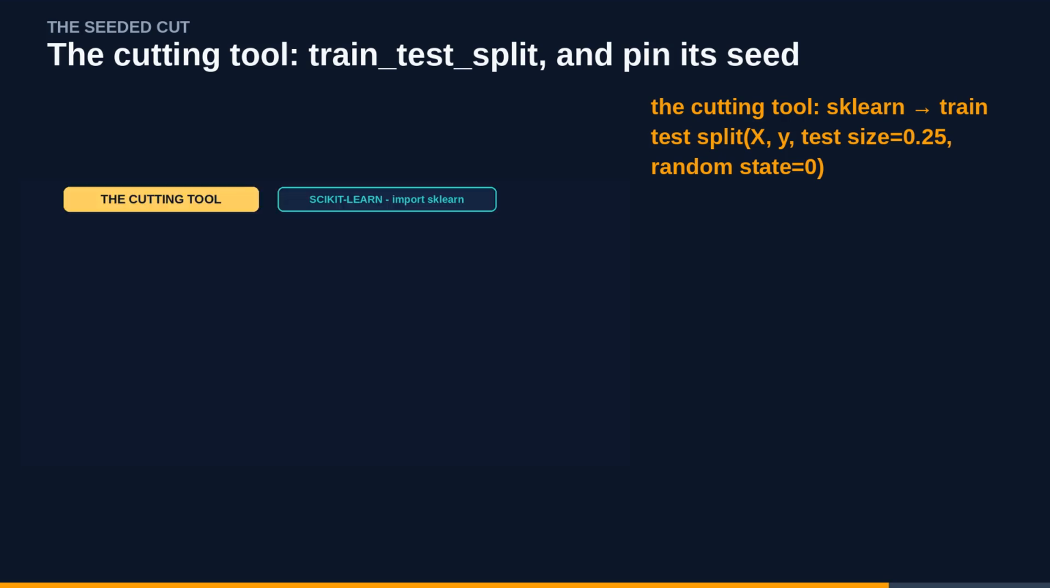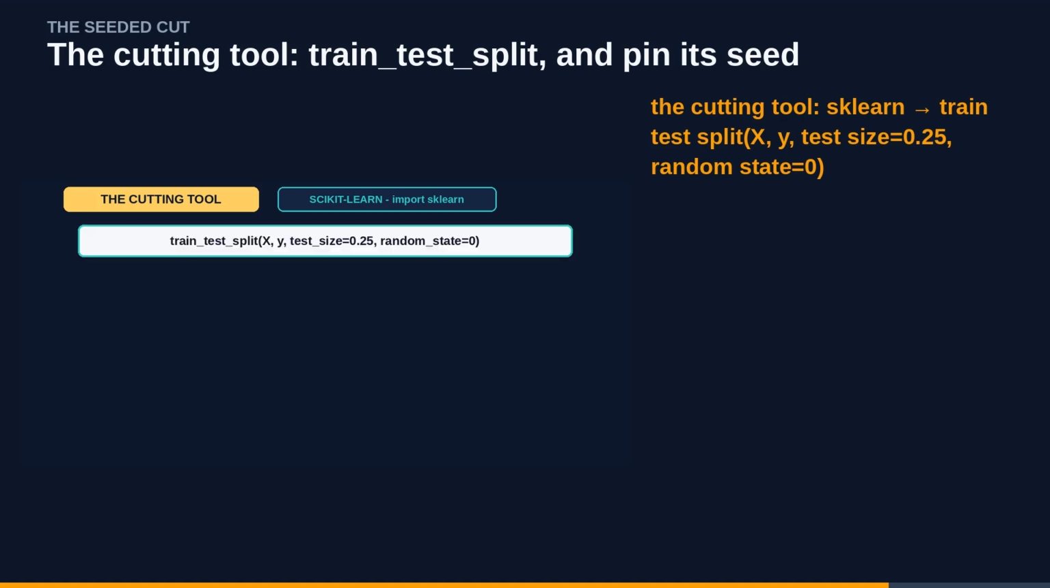Now the cutting tool itself. In the labs, the cut is one ready-made function from the scikit-learn library, imported in Python as sklearn, and it is called train_test_split. Hand it X and y, tell it test_size, the fraction of rows to hold out, here 0.25, a quarter, and it shuffles your rows and cuts them in one call.